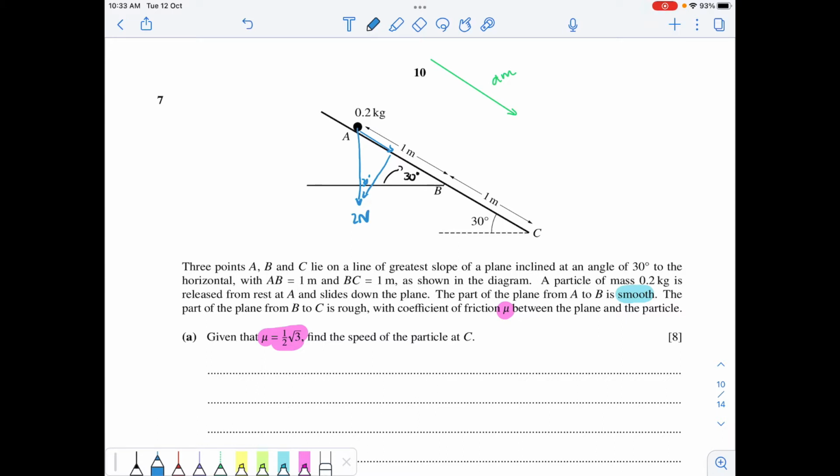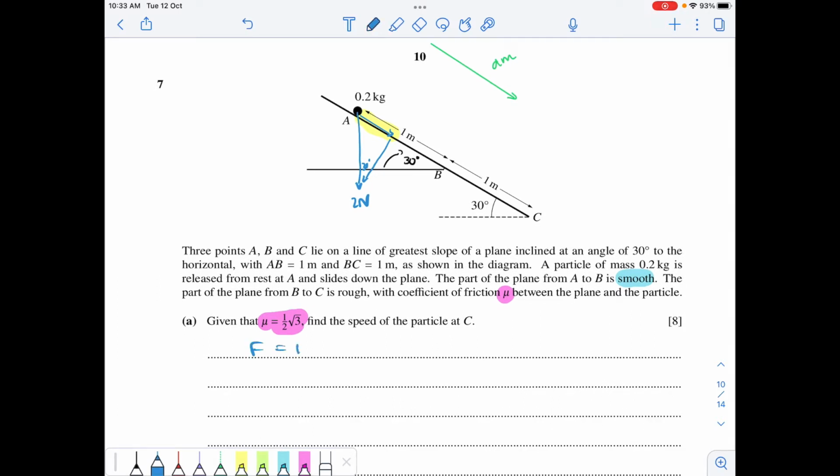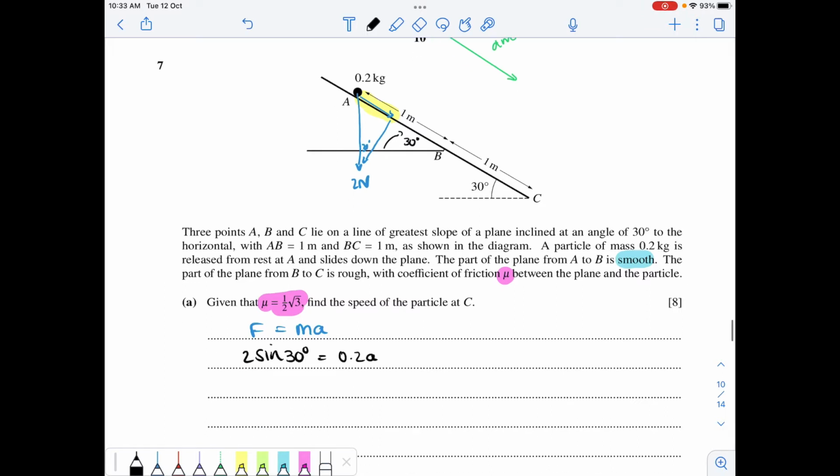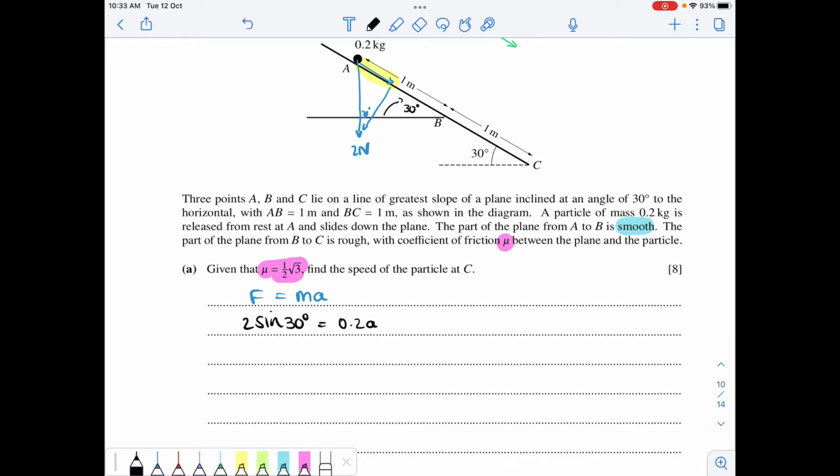So the only force acting in the direction of motion of this particle is the weight force component acting down the line of greatest slope. That will be this force over here. Using Newton's second law, force is equal to mass times acceleration. The only force we have is acting in the direction of motion. That is the opposite side to the 30 degrees, so it's going to be sine. So we'll have 2 sine 30 degrees equals mass times acceleration. The mass is 0.2, and the acceleration is what we're trying to calculate. We should know that sine of 30 is 1/2, and if you multiply that by 2, you get 1. So 1 divided by 0.2 gives an acceleration of 5 meters per second squared.